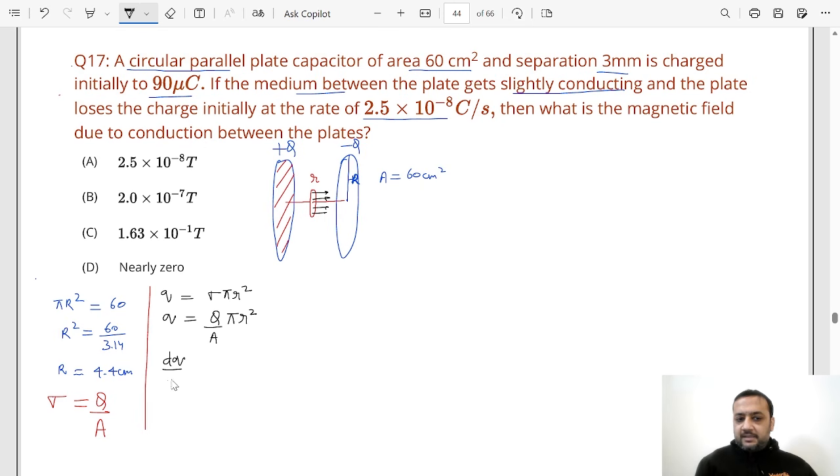So dq by dt, which is the rate of flow of charge from within this cross-sectional surface that we have imagined, will be equal to pi r square upon area into d capital Q by dt. Now d capital Q by dt is the rate of flow of the charge from the capacitor plates, which is 2.5 into 10 to the power minus 8 initially. This value has been given. So let me write I through the cross section of r as pi r square by A into dQ by dt, which is 2.5 into 10 to the power minus 8.